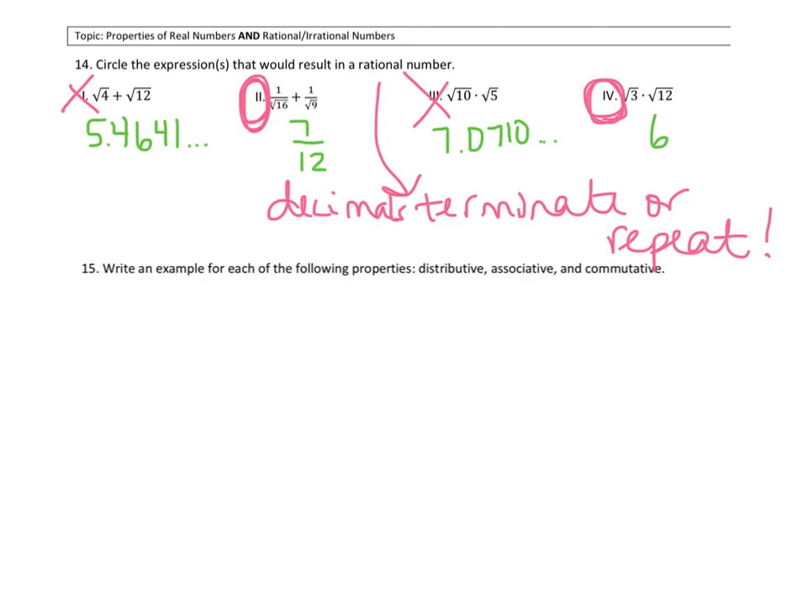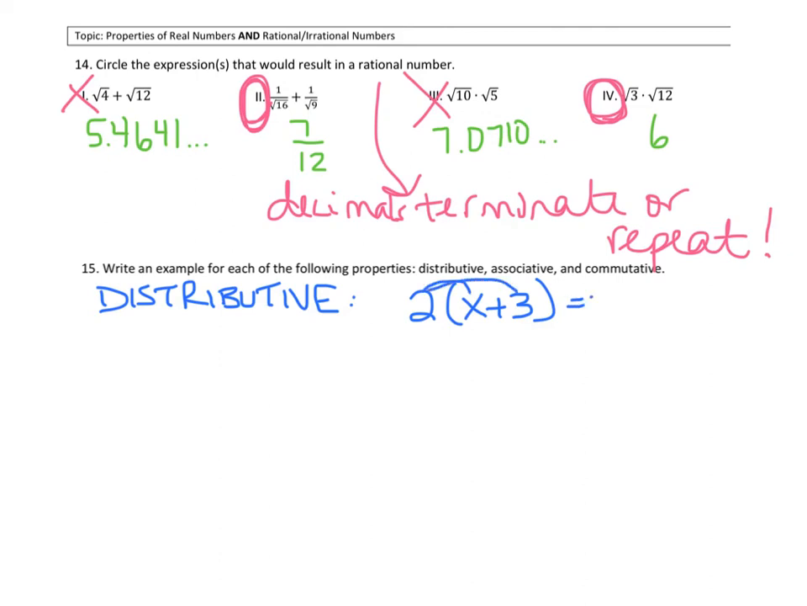Write an example for each of the following properties. So we have 3 properties that we want to take a look at. The first is the distributive property. The distributive property is when you pass a number out by multiplication to 2 numbers in a parenthesis. So for example, 2 parentheses x plus 3. 2 is being multiplied to the binomial x plus 3, so we pass it out to both. So it'd be 2x plus 2 times 3, or 2x plus 6.